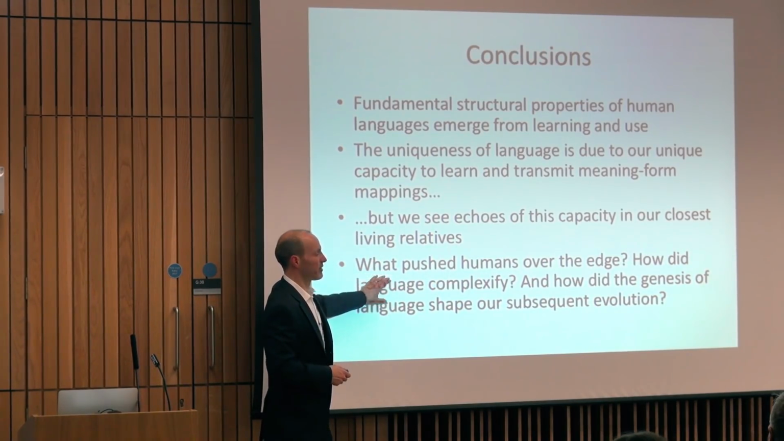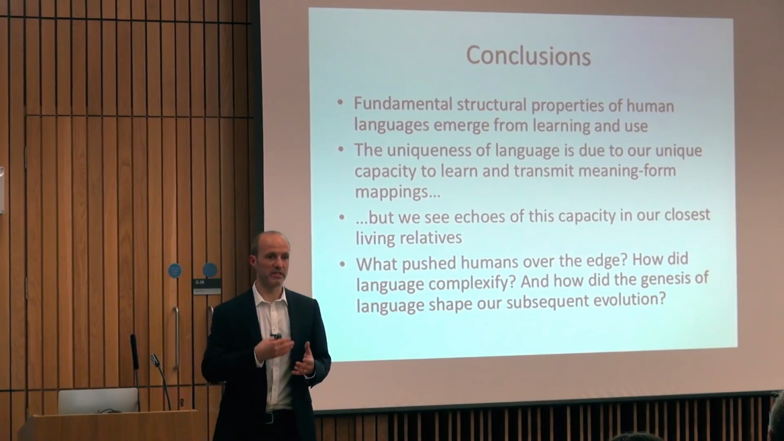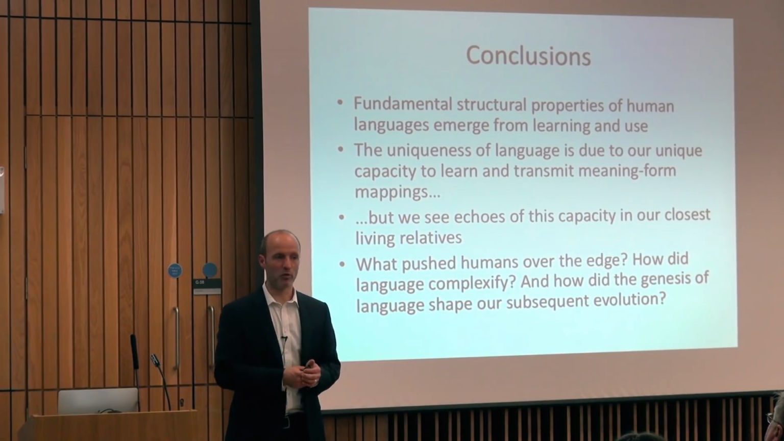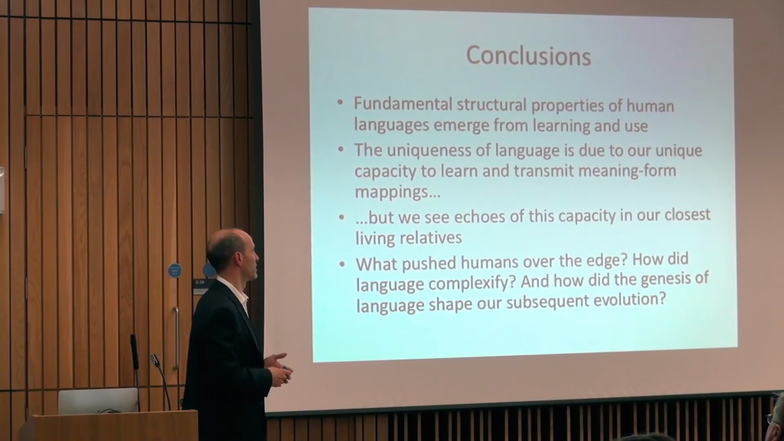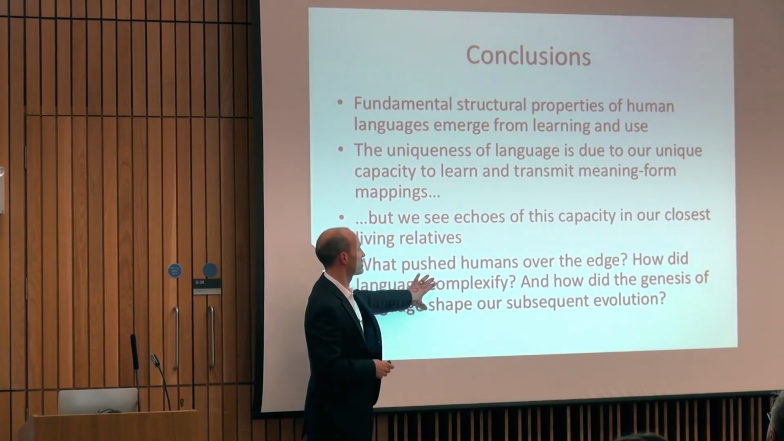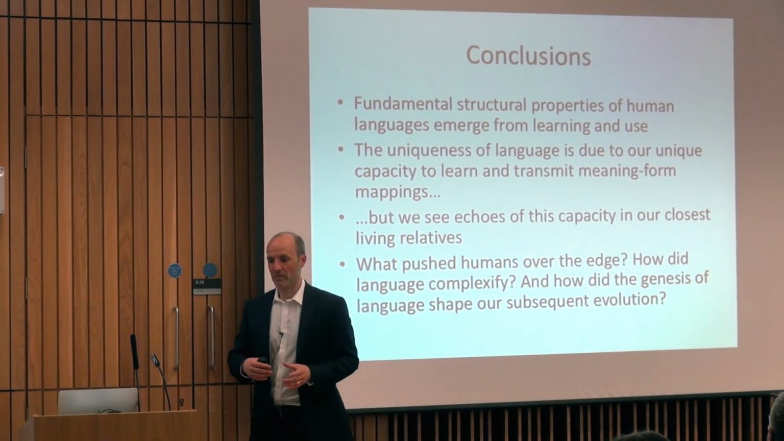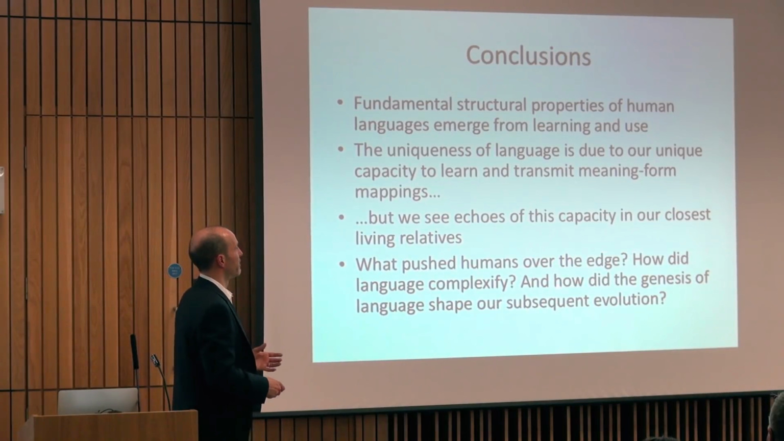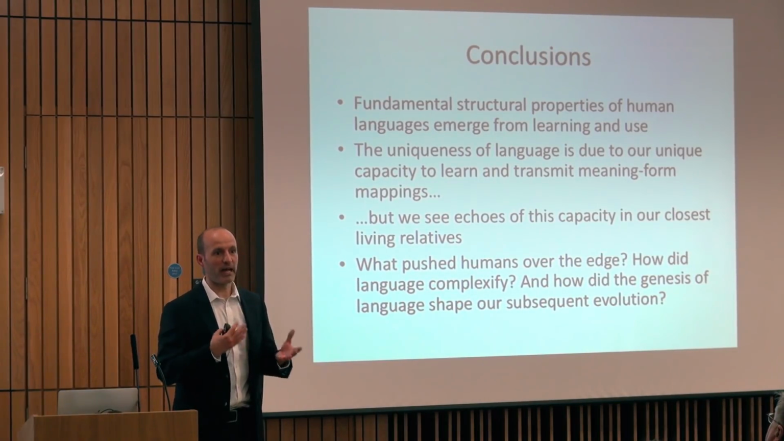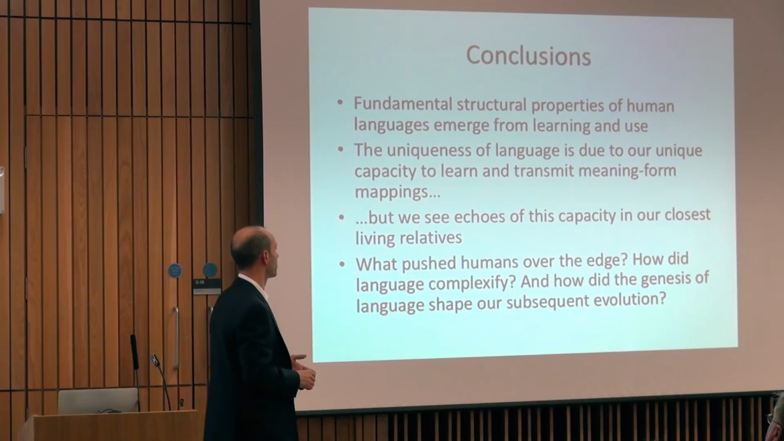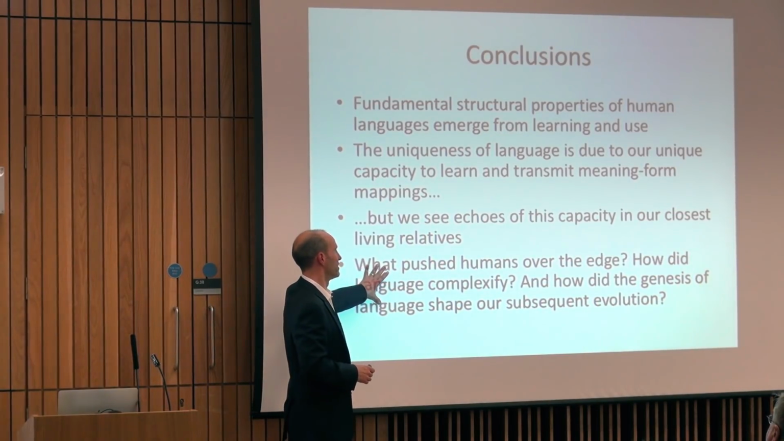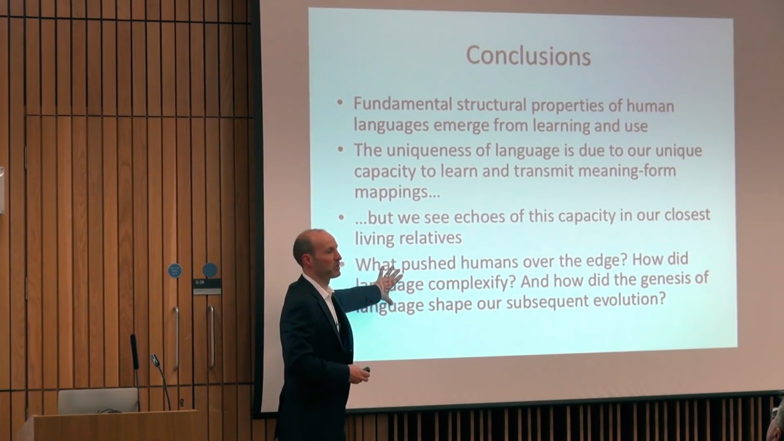We're working currently on how languages complexify, so how we go from these very simple languages that we're getting at the moment to more complex and interestingly structured linguistic systems. I'd also be interested in how the genesis of language influenced our subsequent evolution and might feed back into the evolution of the capacities that are required for iterated learning. So I think there are enough open questions to keep us busy for the next 20 plus years at least.